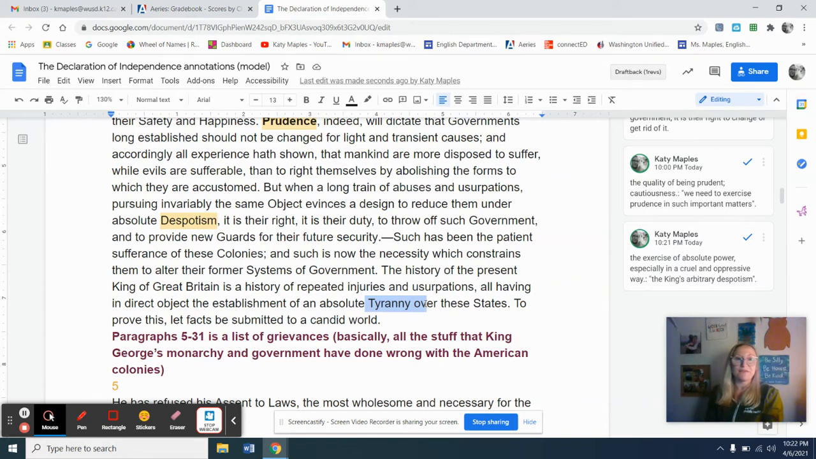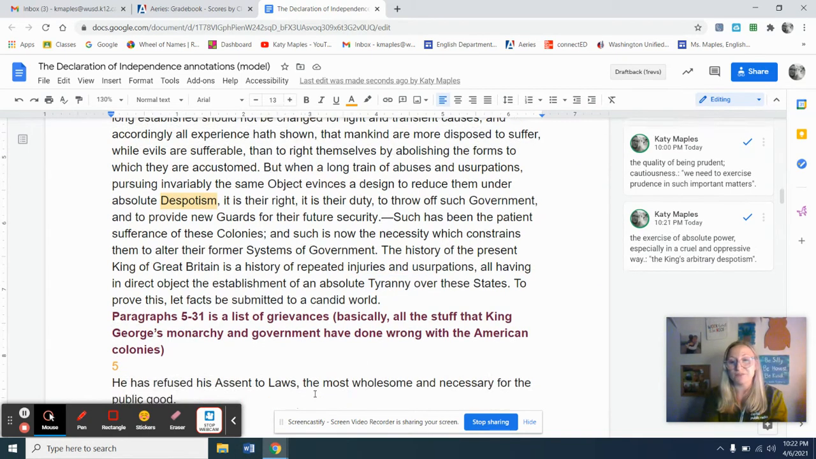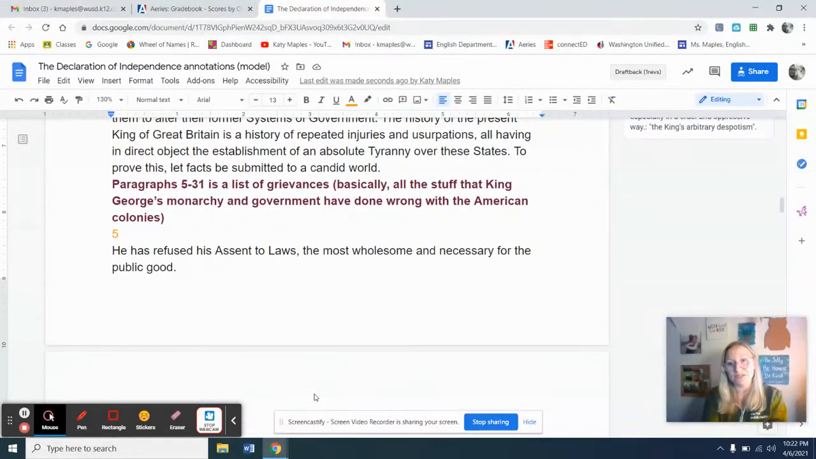To prove this, let facts be submitted to a candid world. So get ready for a long list of grievances, King George. Here's all the reasons that you are an awful leader. We're not going to go over all of them because it's a ridiculously long list. They really wanted to stick it to him.